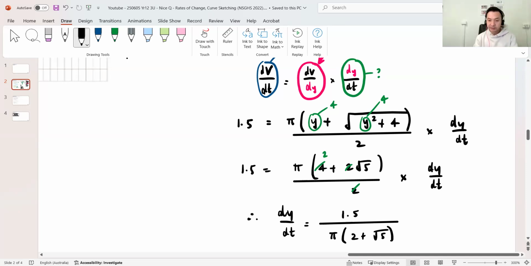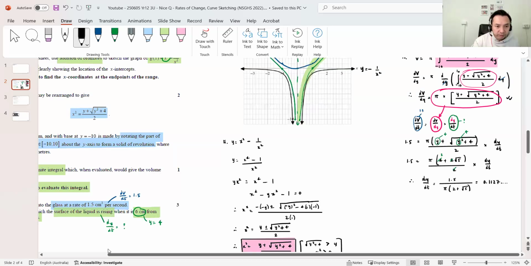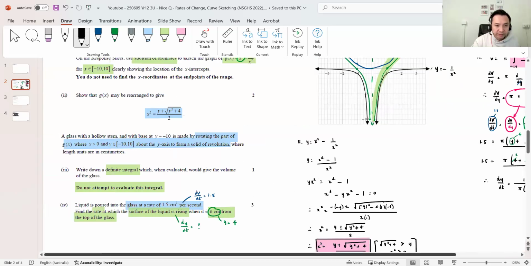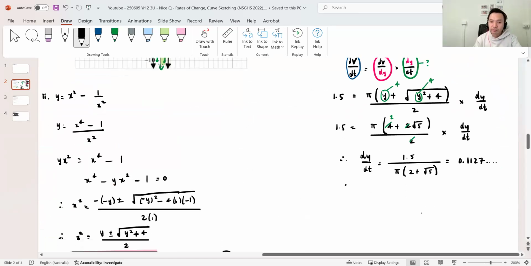What do you guys get? I got 0.1127 and so on. Now, the 1 dp. What do I want? They didn't say. I'll just go 1 dp because the 1.5 is 1 dp. So therefore, dy/dt is 0.1 centimeters per second.